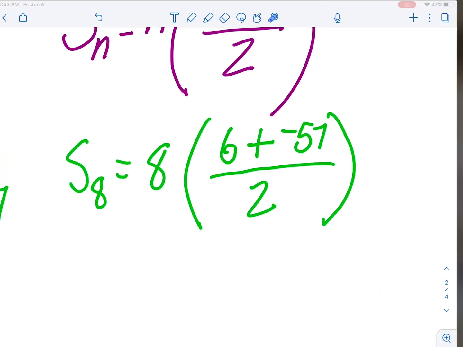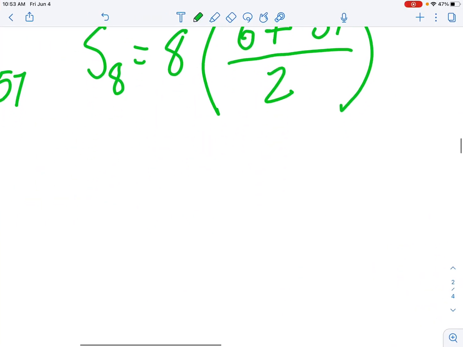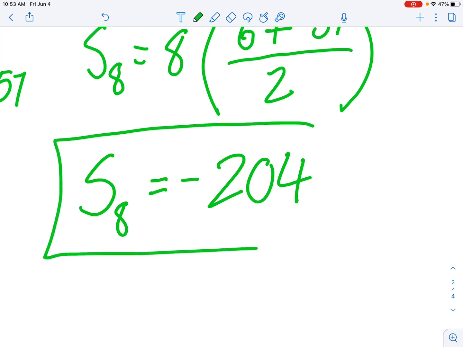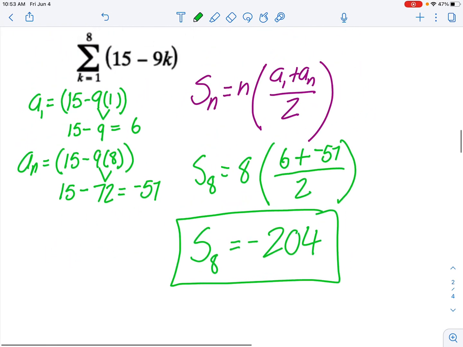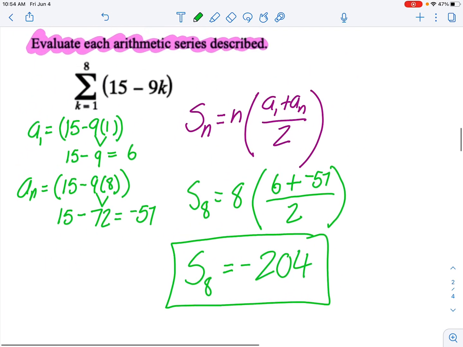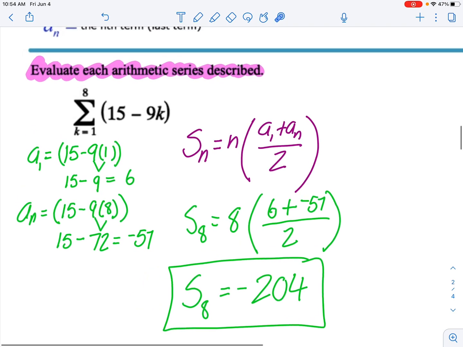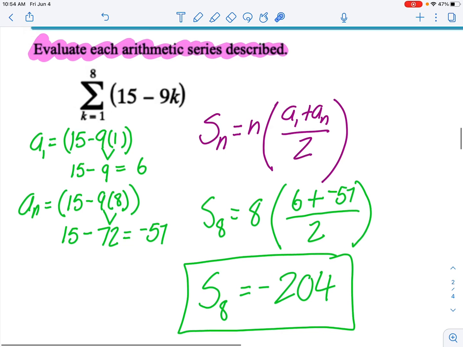We get negative 204. So the sum of the first 8 terms is negative 204. So when we add that list of 8 numbers, we get negative 204. There you go. Look at that. We have evaluated the arithmetic series. Perfect.